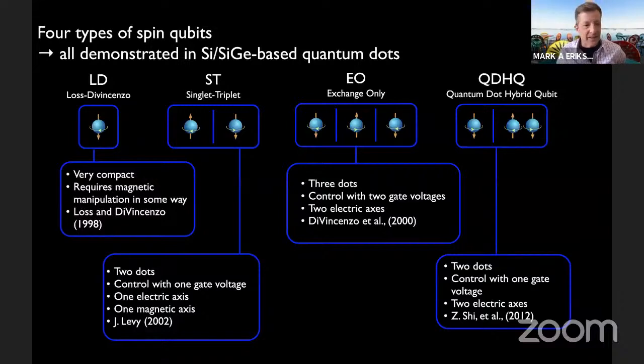The second thing I'd like to emphasize is that already people, including some work in my group, but other groups as well, are integrating classical semiconductor devices, FETs, and integrated circuits on the same chip with quantum dot based qubits.